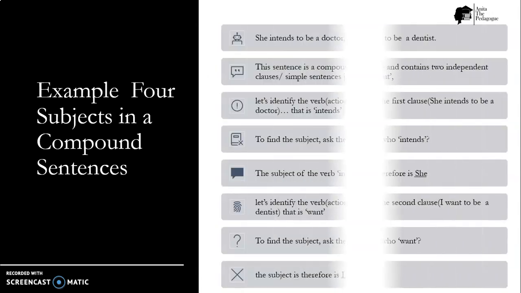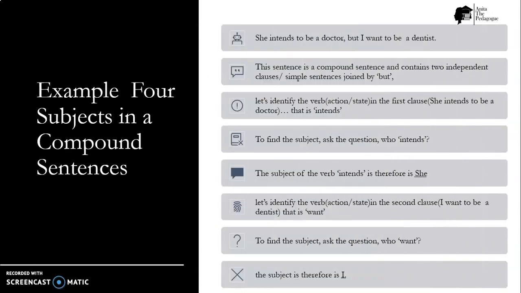We take a look at our fourth example. She intends to be a doctor, but I want to be a dentist. This sentence has two independent sentences or clauses. Let's identify the verbs in the first clause, which is she intends to be a doctor. Now the verb is intends. To find the subject, ask the question, who intends? The subject of the verb intends is therefore she, because she is performing the action intends.